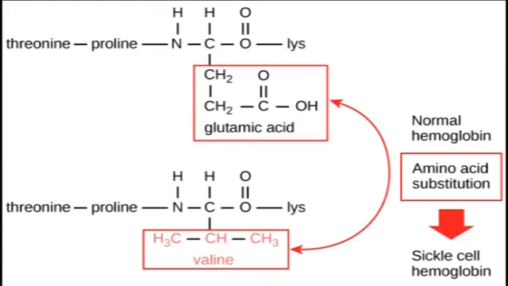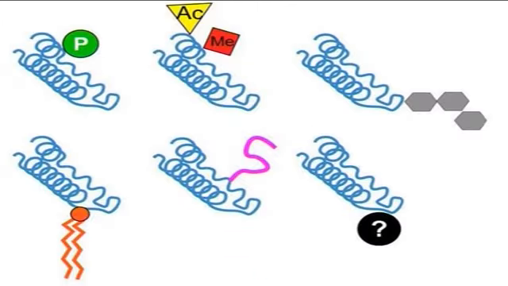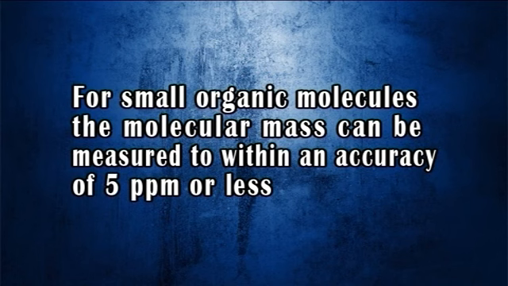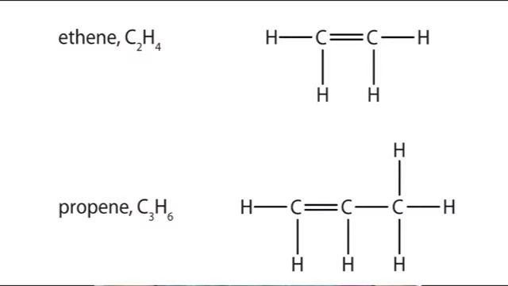This is sufficient to allow minor mass changes to be detected. Example, the substitution of one amino acid for another or a post-translational modification. For small organic molecules, the molecular mass can be measured to within an accuracy of 5 ppm or less, which is often sufficient to confirm the molecular formula of a compound and is also a standard requirement for publication in a chemical journal.